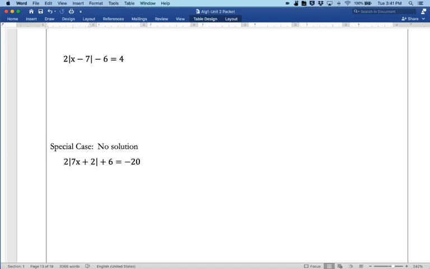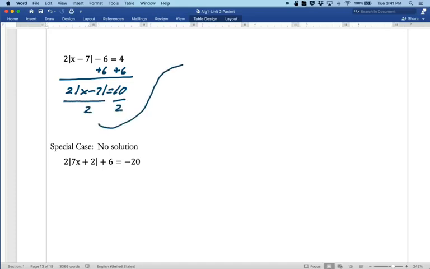All right, let's look at our final 2 items here. We have 2 times the absolute value of x minus 7, minus 6, equals 4. The first thing we have to do is isolate this absolute value of x minus 7 all the way. It's almost like its own variable. So we're going to add 6 first, and that'll give us 2 times the absolute value of x minus 7 equals 10. Now, if I divide both sides by 2, I get the absolute value of x minus 7 is equal to 5.